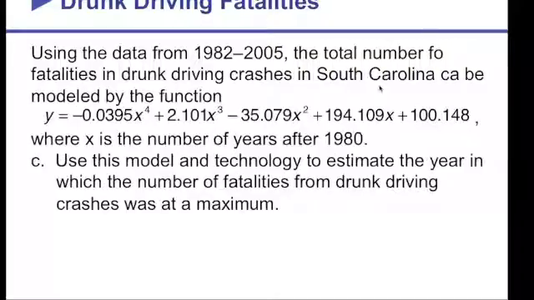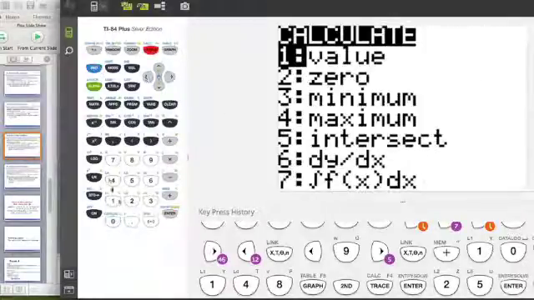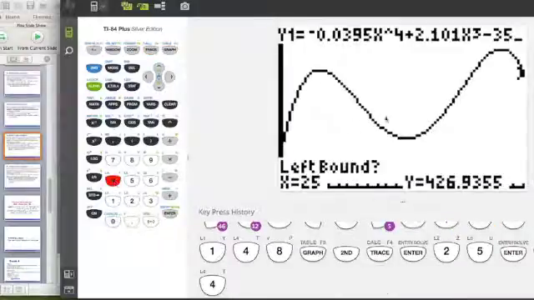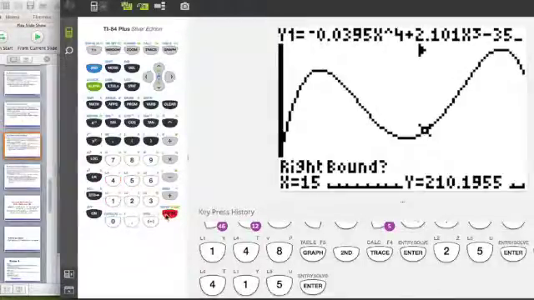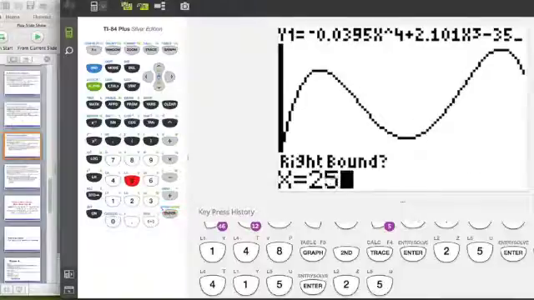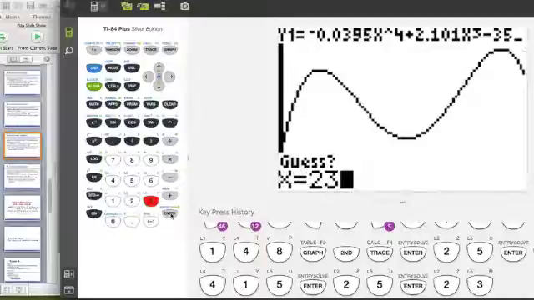Using this model and technology, estimate the year in which the number of fatalities from drunk driving was at a maximum. Looking at our graph again, the maximum appears to be over here. So we'll do the second calc. We want a maximum, and that's 25, so we have to be somewhere over here. Let's say 15. The right side we could say 25. And let's take a guess at 23.